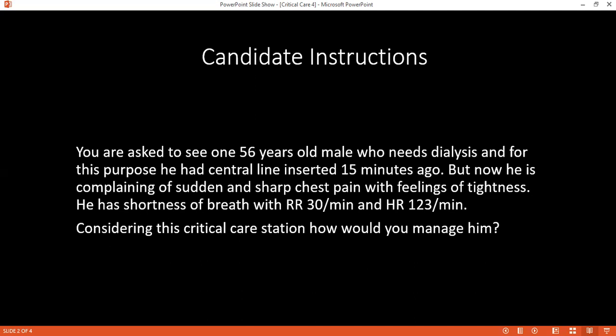Can you please tell me what you understand by the safe triangle? The safe triangle is bounded: the apex is at the axilla. Anteriorly is the medial border of pectoralis major. Posteriorly is the mid axillary line, and inferiorly is an imaginary line drawn across the nipple.